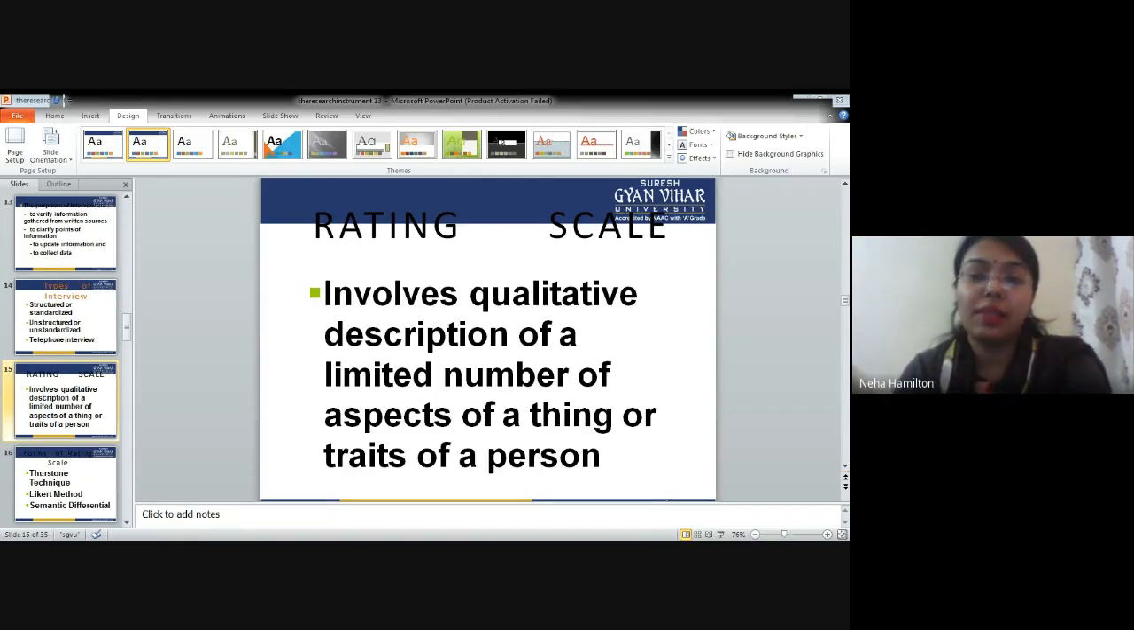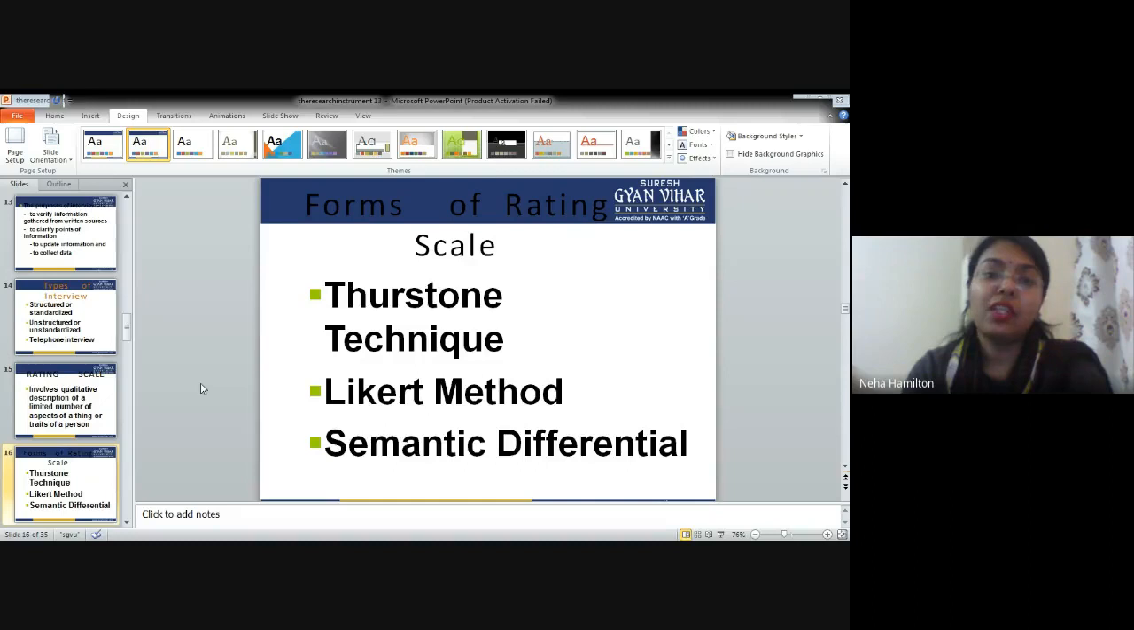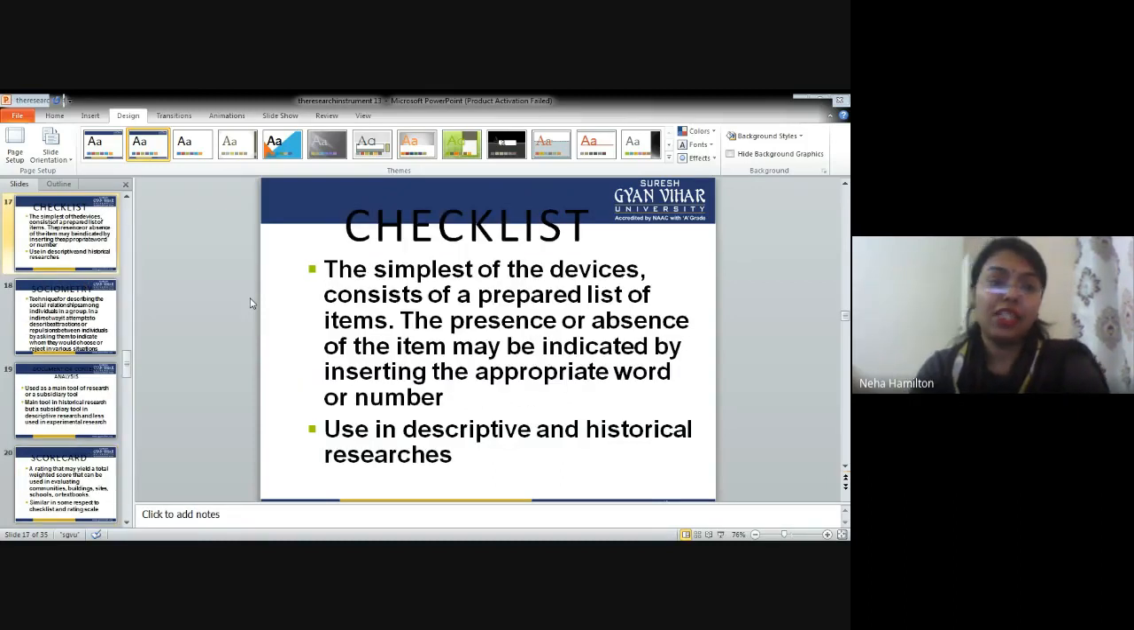Next is rating scale. Rating scales involve qualitative description of a limited number of aspects of a thing or traits of a person. So we are explaining the traits of the person, right? In rating scale, we have the Thurstone technique, the Likert method or Likert scale, and the semantic differential scale. These are the three scales that we generally use.